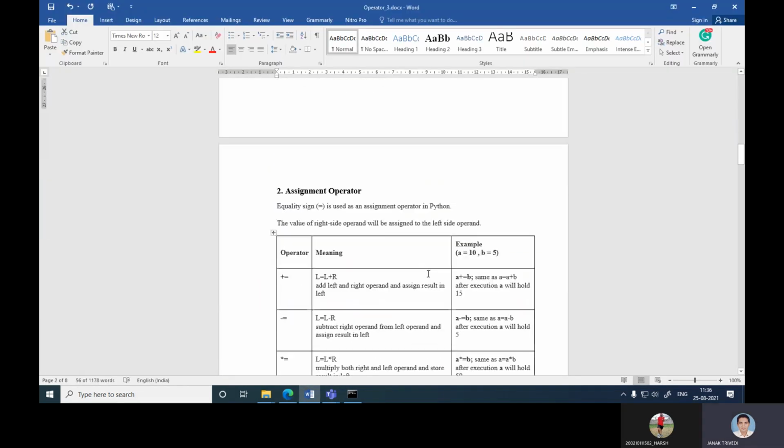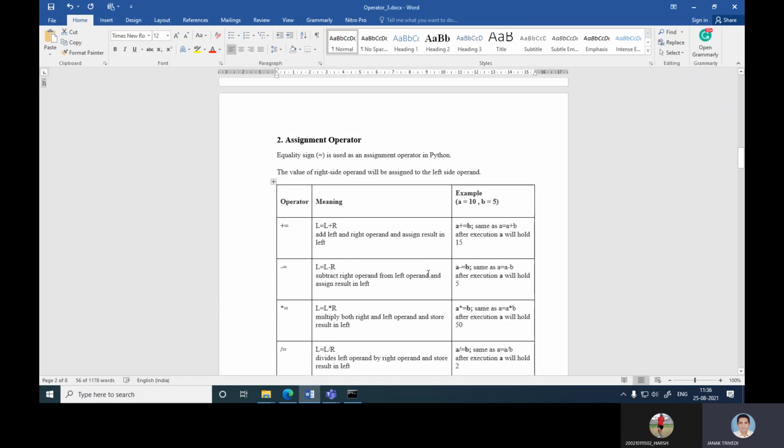Now next is the assignment operator. The equals sign is used as an assignment operator in Python. The value of the right side operand will be assigned to the left side operand. So the left and right side operands are made equal, which can be done with the assignment operator. So this is the operator plus equal, meaning L equals L plus R: add left and right operands and assign the result to left.